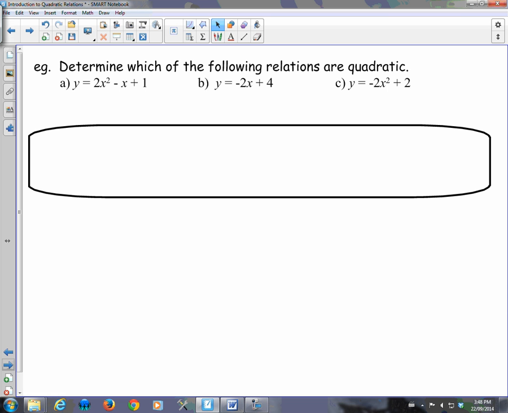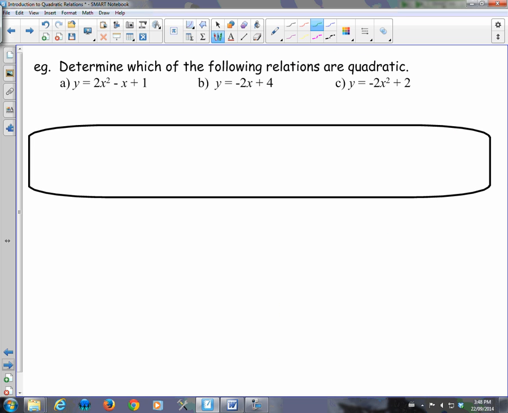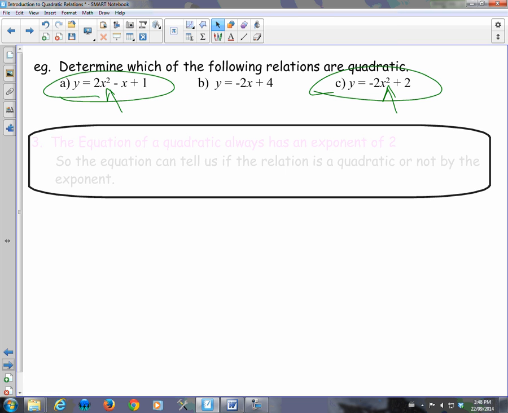So which of the following relations are quadratic? If we go back and look at our graphs, the equation in B that gave us a quadratic had a special number in its equation, an exponent of 2. Anytime an equation has an exponent of 2, it will be a quadratic. So A is a quadratic because it has an exponent of 2, and C is a quadratic because it has an exponent of 2 as well.